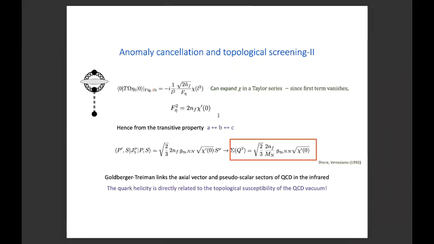So putting everything together, I find that the quark helicity, that's J-mu5 in the proton, that's sigma here, is proportional to the square root of the QCD topological susceptibility in the forward limit. This is the result that was obtained by Venugopalan. What Venugopalan showed is that the quark helicity is nothing but the square root of the QCD topological susceptibility in the forward limit. So this tells you that the quark helicity is entirely determined by the topological susceptibility of the QCD vacuum.